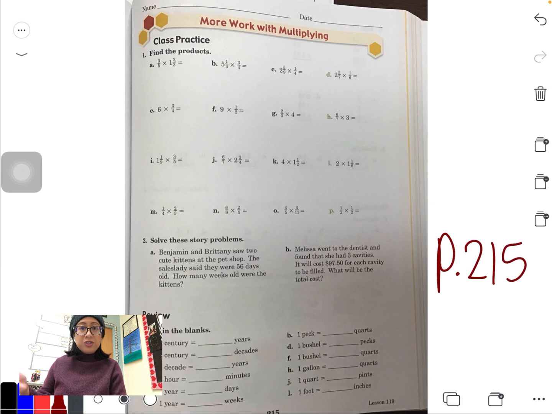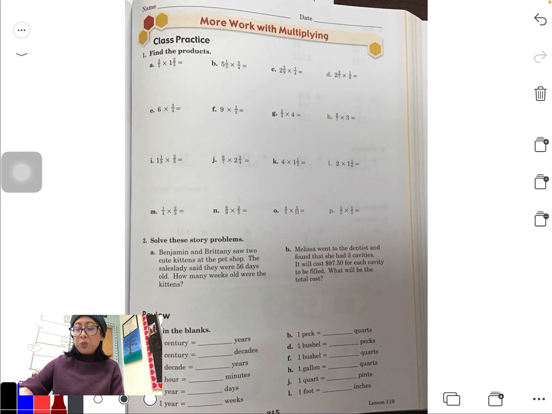As you can see on the screen, it's pretty much review, but I'm still going to go over it with you because it's been a long weekend and we may have forgotten how to do certain things. So I'm going to do some parts of number one with you, and then you'll do the rest on your own, but I'll definitely let you know what to work on. So let's take a look at number 1A.